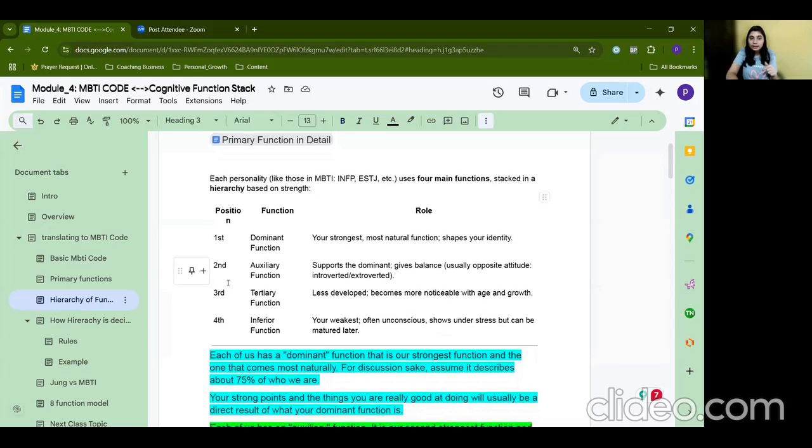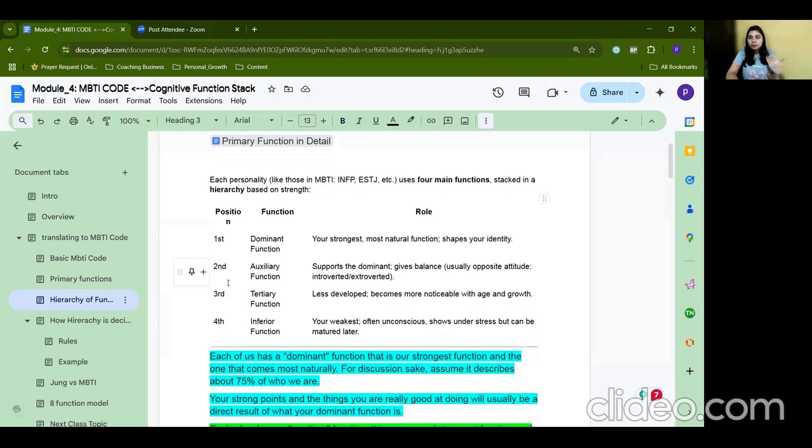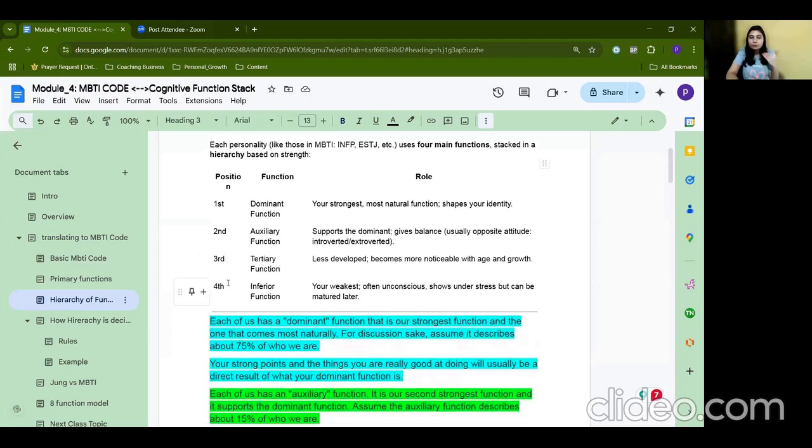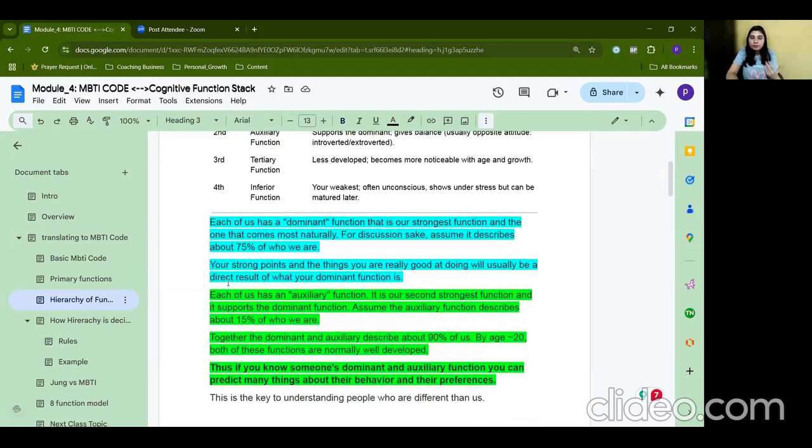Then we have the tertiary function, which is a less developed function in the psyche. It improves as we age and mature. And then there is the fourth, the inferior function. This is your weakest function, and it tends to be more unconscious, or you can say subconscious. You tend to be aware of it, but you don't have the competency to use it in a very good way.